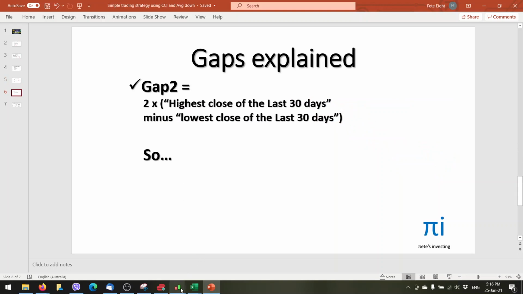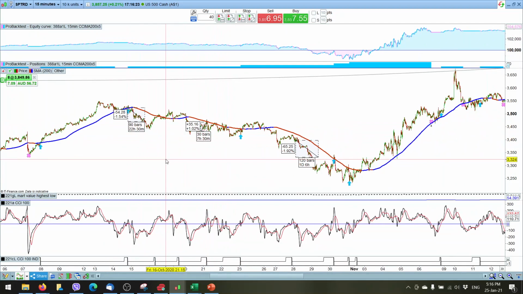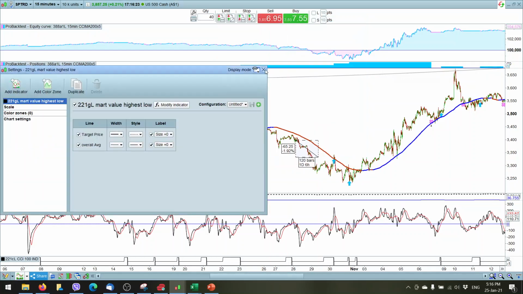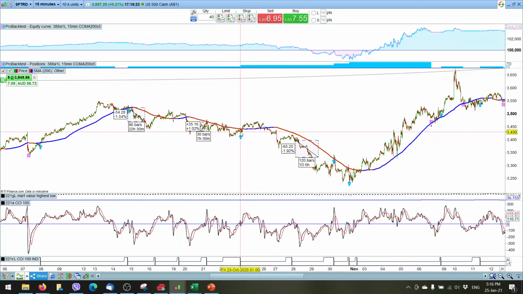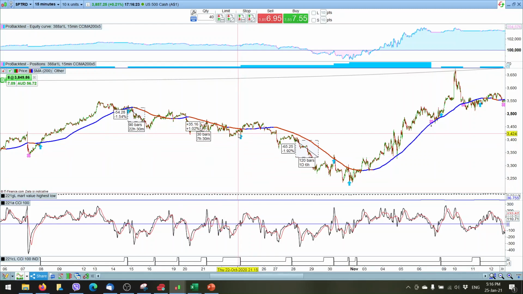We said gap 2 uses the highs and lows of the last 30 days times 2, so in this case 35 times 2. I've done another calculation here on 90 bars, and that's also consistent with 54. If I change this to 90 bars, at that point, you look down here, that's 51. So that 51 is consistent or close to 54.